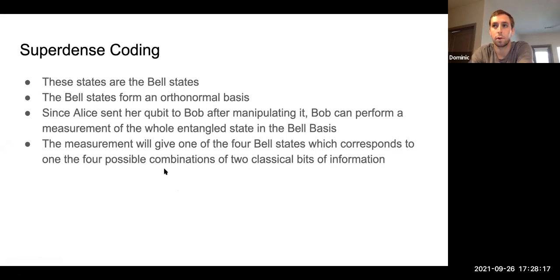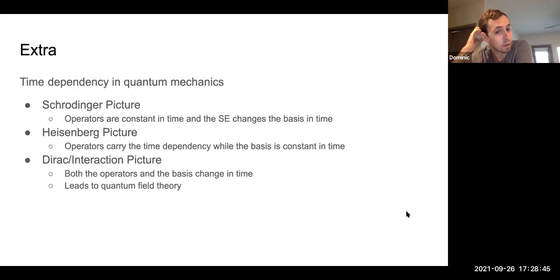So that's about all I've got on the stuff that was in the book. But then I was watching the video for last week's lecture, and remembered there was a little bit of a question on time dependency stuff that came up. I don't know how related this is or if this ever comes up in quantum computing, but there are a few different ways to formulate quantum mechanics that handle the time dependency in different ways.